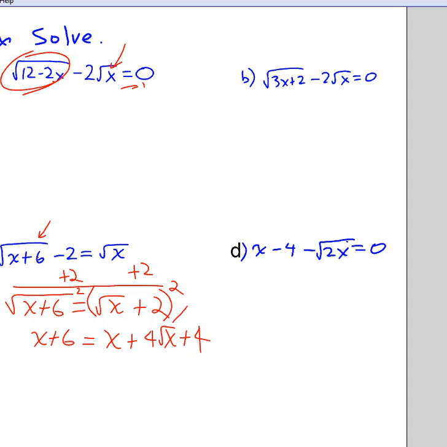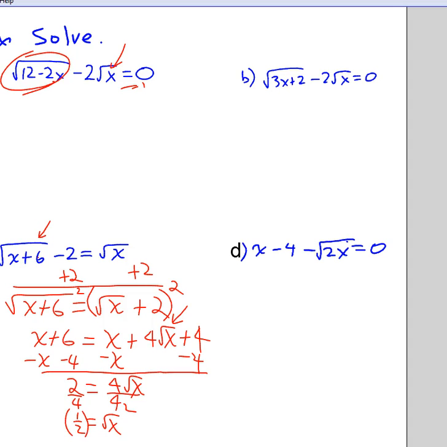Now, I want to get this square root alone. I want to isolate him so that I can get rid of that radical by squaring. So I need to first start by subtracting the x and the 4 across. Subtract the x and the 4. And when you do, you get 2 equals 4 square root of x. Now divided by 4, I get 1/2 equals the square root of x. Squaring both sides now to get rid of that square root sign, I get 1/4 equals x.